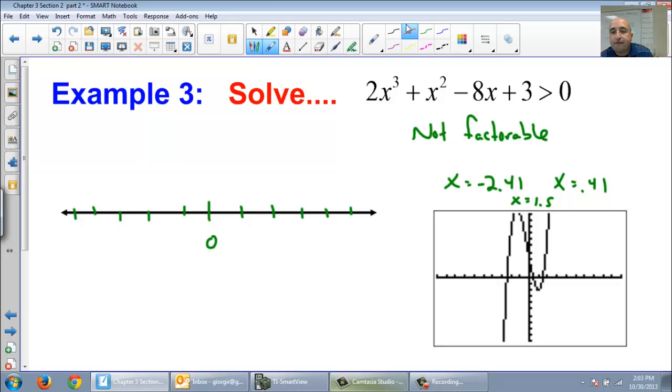All right, so my first 0 was negative 2.41. Negative 1, 2, so that's kind of right here. Open or closed? This is an open circle symbol, so open circle. X equals 0.41 is my next one. 0.41, open circle, and 1.5. Notice I'm marking my zeros on my graph. All right, now, the rest of the problem is easy.